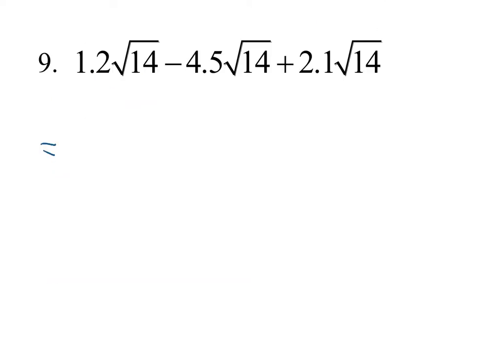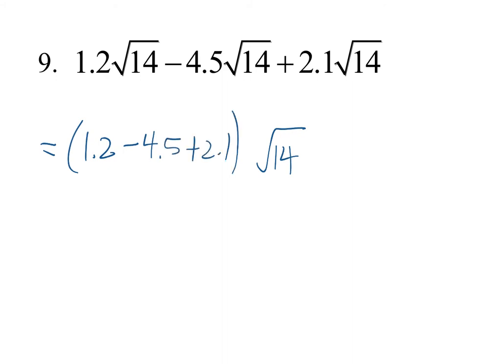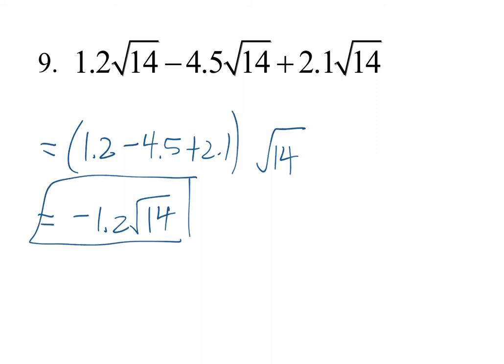On the square root of 14, that doesn't simplify, but it's okay because they're already like radicals on this one. So you got the square root of 14, and you got 1.2 minus 4.5 plus 2.1. So you just want to type all of that in your calculator, and you get negative 1.2 square roots of 14. And you're done with that.